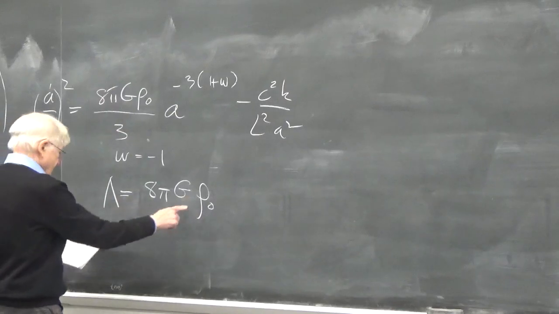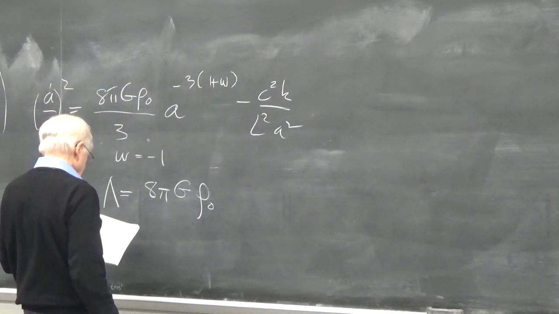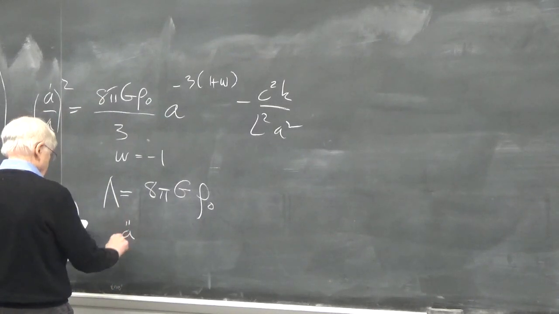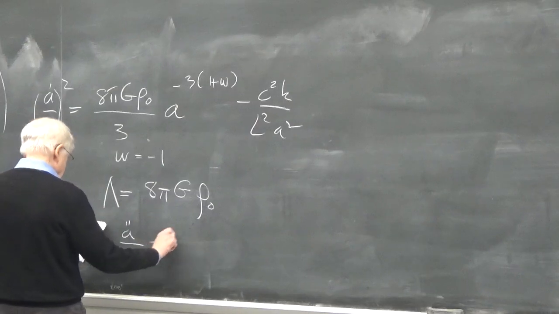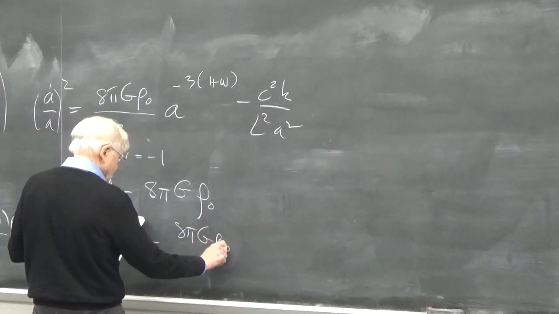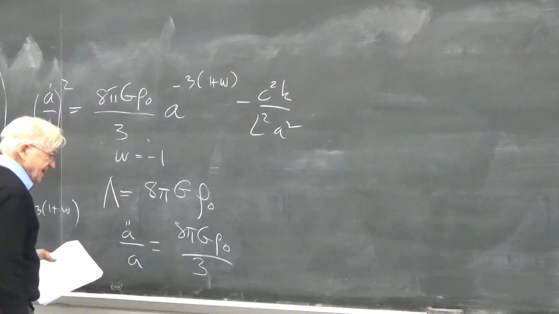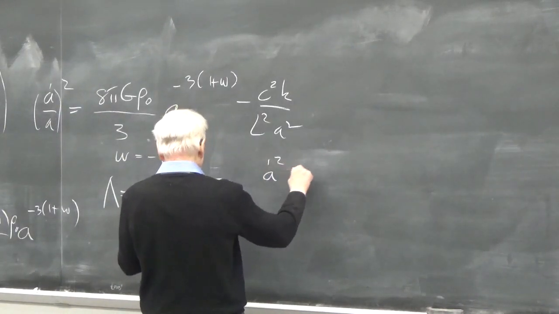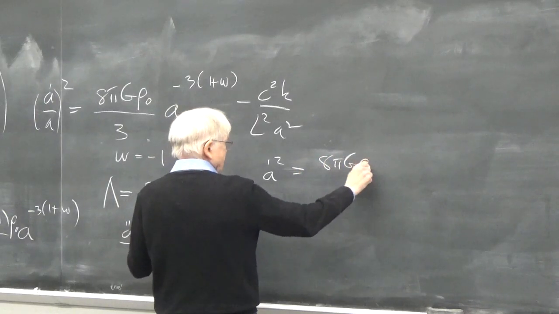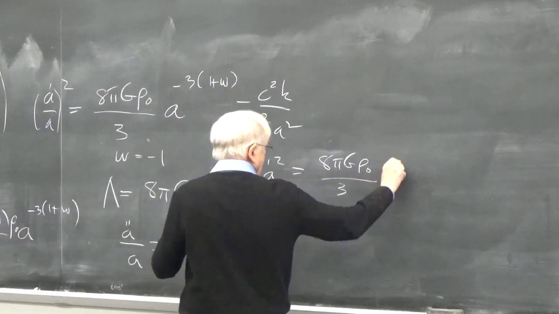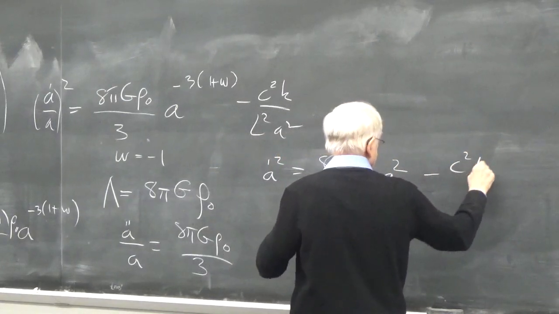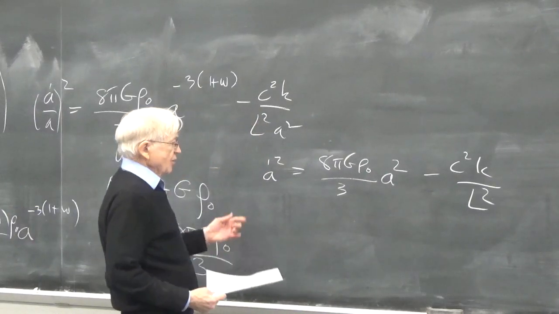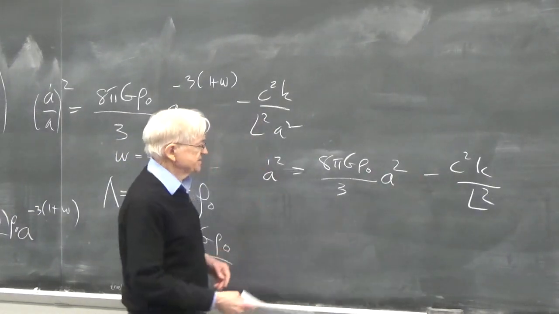this could be positive or negative, and the equations then are simply A double dot over A is 8 pi G rho 0 over 3. So that's a pretty simple equation to solve. And the other one is A dot squared equals 8 pi G rho 0 over 3 A squared minus c squared k over L squared. Now, I said you can forget that last one. So if you set k equals 0, this thing is trivial to solve.